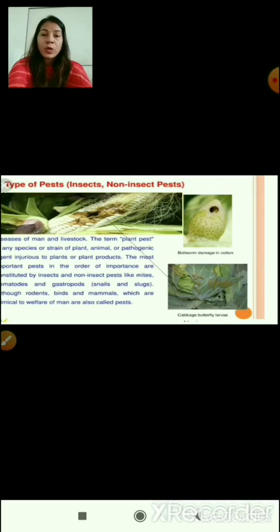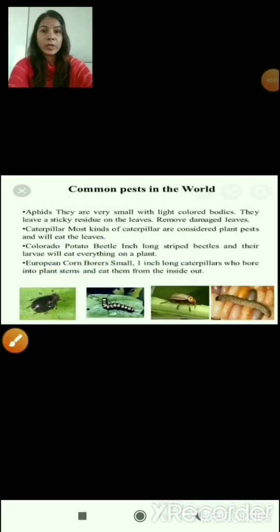The damage to the crop plant can also be caused by various types of birds which feed on the grains or fruits of that crop plant, and by mammals also. We will learn about some of the common pests in the world.